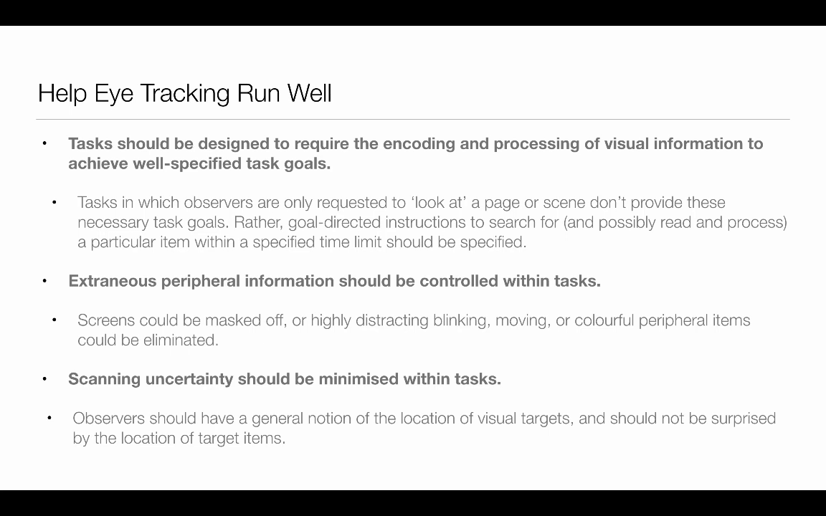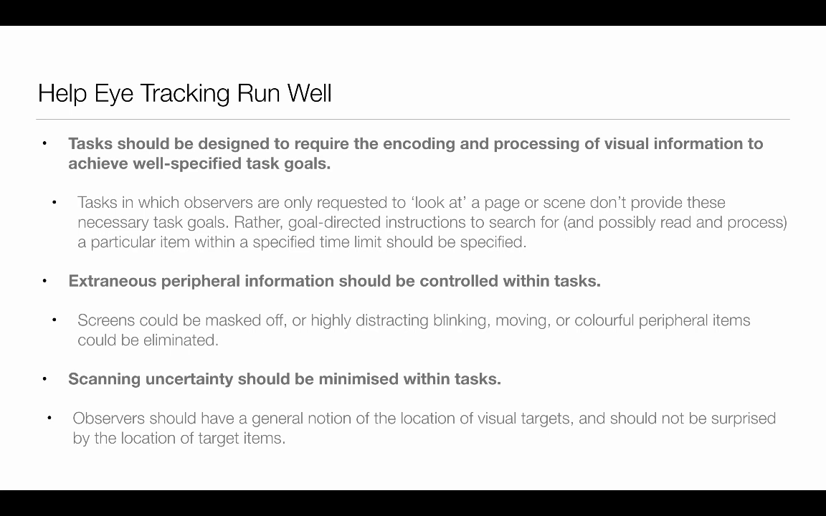Now, on top of this, extra peripheral information must be controlled. What does this mean? Mask off other areas of the screen, remove distracting things all around. If you've got a TV in the background, if you've got a corridor with people walking by, if you've got lights flashing, if you've got anything that could distract somebody's gaze, if their eyes could flick away because they've been distracted, then you need to remove that distraction as much as possible. Otherwise, you'll be getting errors in your data.